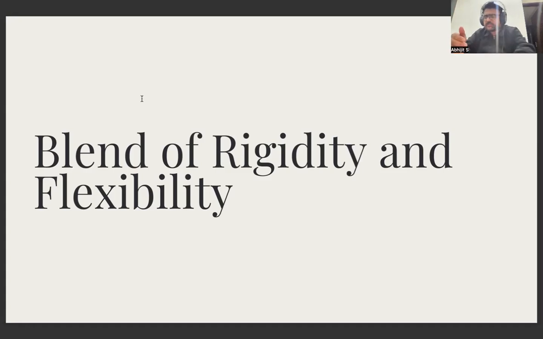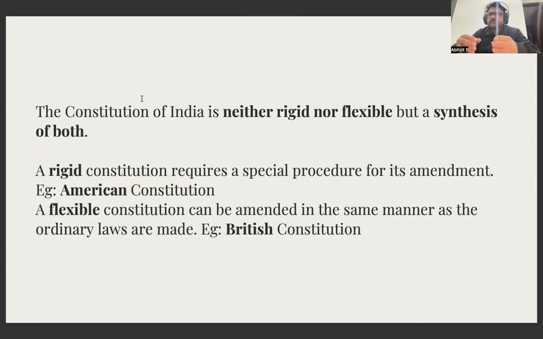Now, what is a rigid constitution? A rigid constitution is one which is very difficult to amend, which needs a special procedure for its amendment. For example, the American Constitution. Every amendment in that constitution has to go through a significant amount of process and procedure.